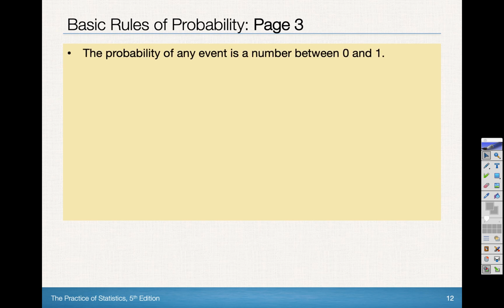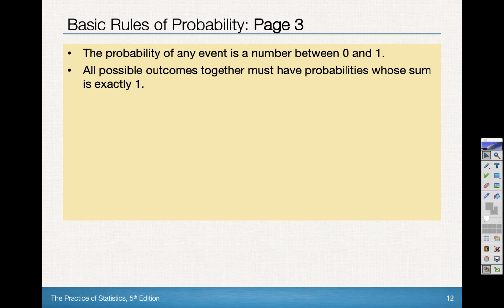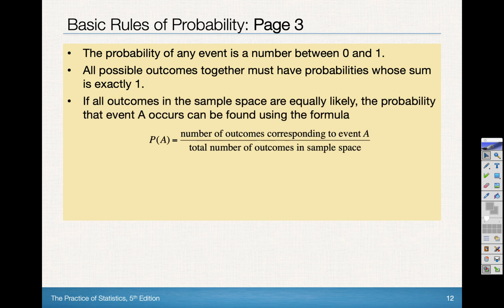Here are some basic probability rules. The probability of any event has to be between 0 and 1, 0 meaning 0%, 1 meaning 100%. All possible outcomes together must have a probability whose sum is exactly 1. So if we add up all the possible outcomes, we should have a probability of exactly 1.